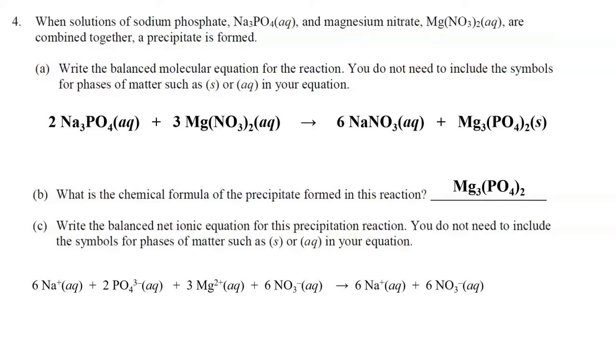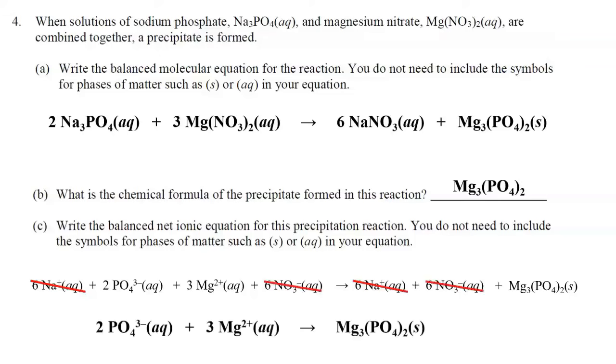Again, I'm not going to split up the formula for the magnesium phosphate, the precipitate. Well, if you examine the left and the right of this complete ionic equation, we can cross off our spectator ions, which would be sodium and nitrate. And now what remains would be the net ionic equation. So 2 phosphate ions reacting with 3 magnesium ions to produce magnesium phosphate.